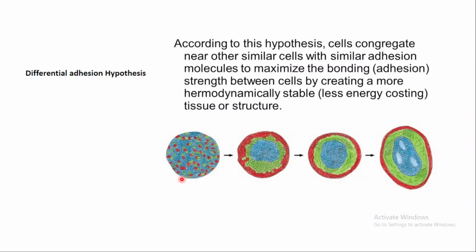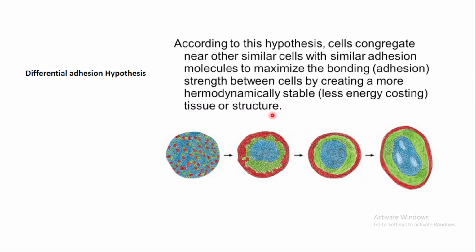Now for the fourth statement, where your and my answers do not match, differential adhesion hypothesis, what does it say? According to this hypothesis, cells congregate near other similar cells with similar adhesion molecules to maximize the bonding adhesion strength between cells by creating a more thermodynamically stable, less energy costing tissue or structure.